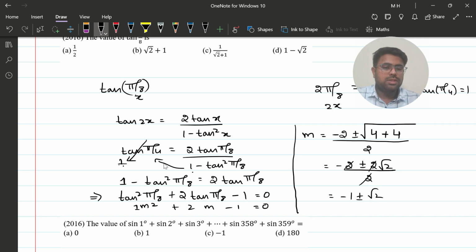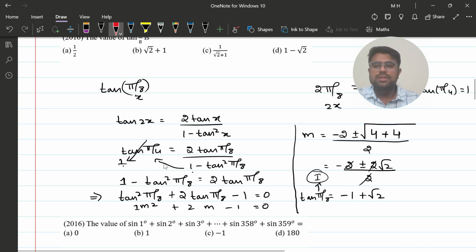Root 2. So this m is nothing but tan pi by 8. Of course, pi by 8 belongs to the first quadrant, so therefore it has to be positive. If I write minus 1 minus root 2, then it is going to be negative. So what I'll do is I'll take plus root 2. So therefore it should be minus 1 plus root 2. Okay. If you go to the options, you have 1 by root 2 plus 1, this one.